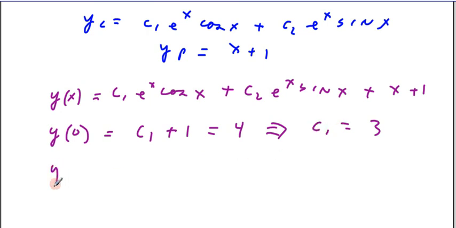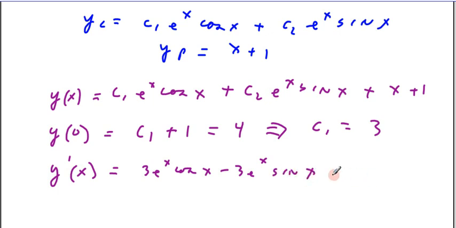Now we're going to take y prime of x. Okay, and we're going to put a 3 in here for C1 as we do it. 3 e to the x cosine x minus 3 e to the x sine x plus c2 e to the x sine x plus c2 e to the x cosine x plus 1.